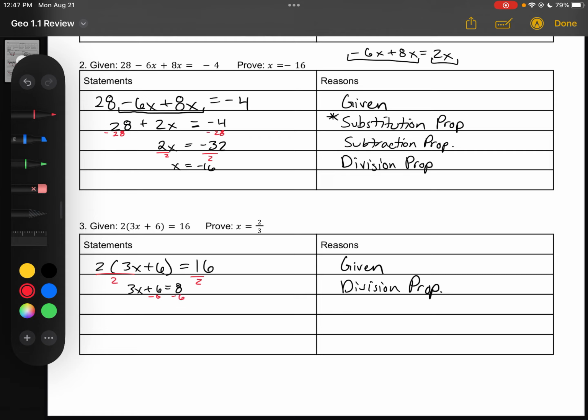Next, we are going to subtract 6 from both sides to get just our variable isolated by itself. That's going to be our subtraction property. And then our final step, to get x by itself, we're going to divide by 3. So here, x is equal to 2 over 3, and that is by the division property.